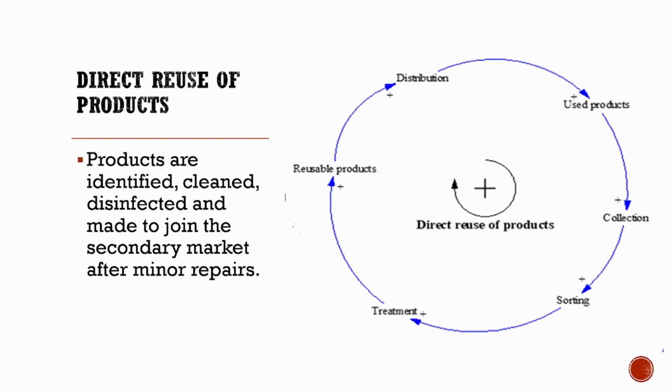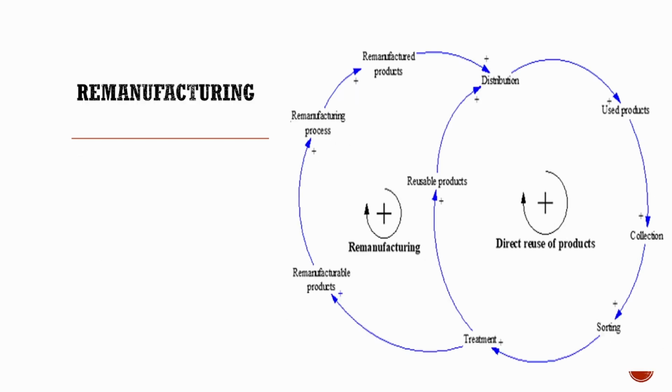The first loop focuses on the direct reuse of products. So a used product will be collected from the population or from the consumers. Then it will be sorted and treated, which is cleansed and disinfected, and it will join the secondary market as a used product after a very minor repair. So this is the first stage of the direct reuse of products in the circular economy activity.